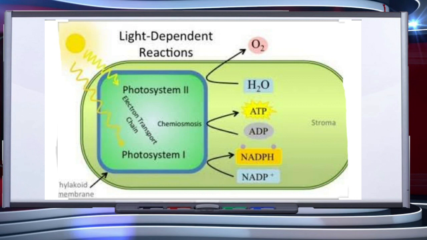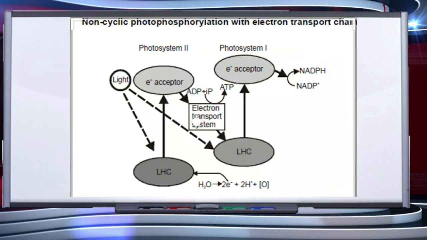During light reaction, there are two possible routes for electron flow. First one is non-cyclic photophosphorylation and second one is cyclic photophosphorylation. Now let's talk about non-cyclic photophosphorylation. It is also known as Z scheme due to its characteristic shape and is the predominant route. Both photosystem 1 and photosystem 2 are involved in this pathway.